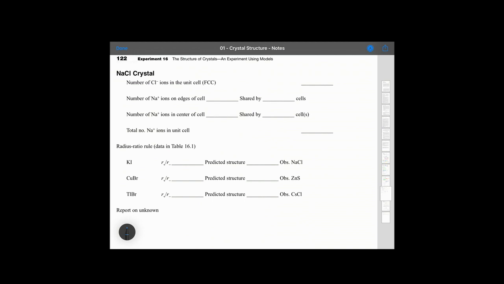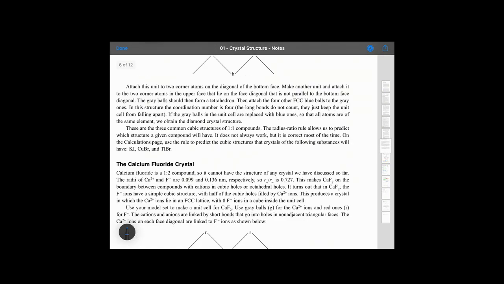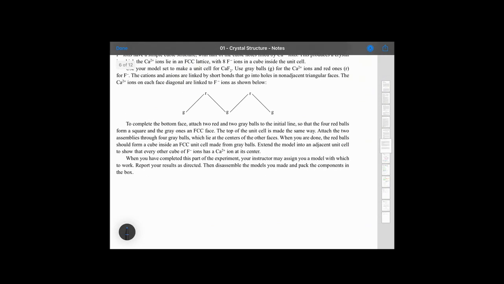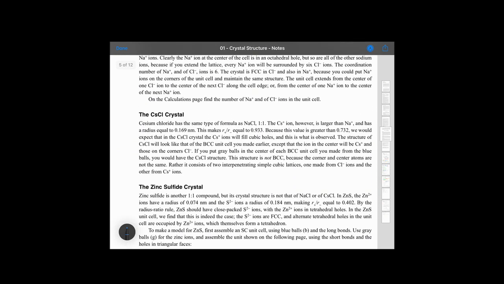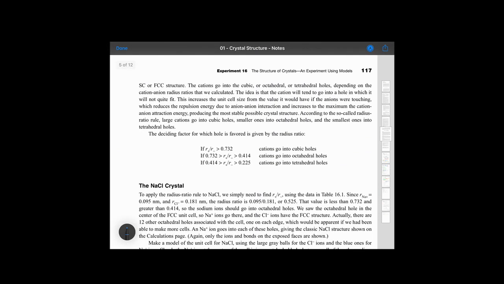When you look at this radius ratio rule here, they're going to ask you what the predicted structure is. And so essentially what you're doing is you're going to look up the data for the radius of each of these ions, potassium and iodide, copper and bromide, so on. And if I can find that, it's really embarrassing, but there it is, great. So here's the table.